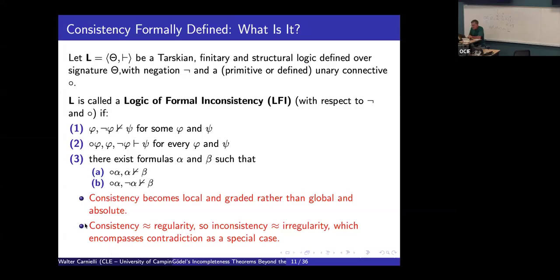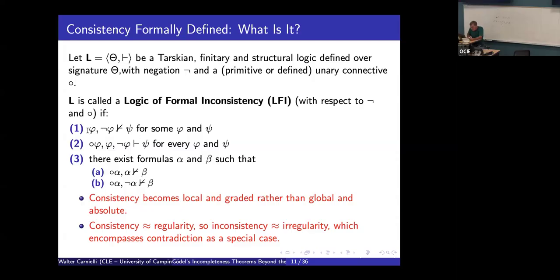Okay, so consistent, formally defined. What is it? If I have any system, any one system you like, that is Tarskian, finitary and structural, a logic defined over a certain signature, with negation and a consistency operator. This operator can be primitive or defined in certain three-valued logics. Things are simplified because inconsistent means A and not A, and then consistent means the negation of A and not A, where this is a weak negation or a careful negation or a consistent negation in certain ones, but not necessarily. So the consistency operator can be defined in certain systems or can be primitive in a system.